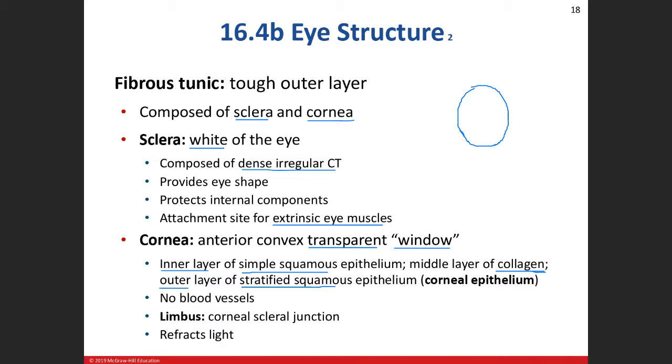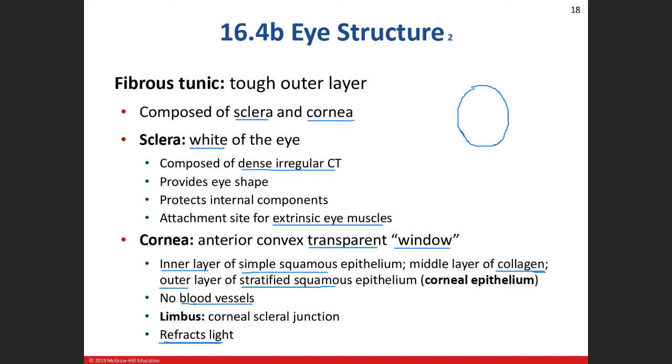And because it's transparent, we're not going to have any structures, especially you're not going to have blood vessels. All right? But it's important to understand, all right, that the cornea, it does refract light. So when we talk about the mechanics of vision, we are going to talk about the principle of light refraction, the bending of light rays. And that's important because that's how you're able to focus things.